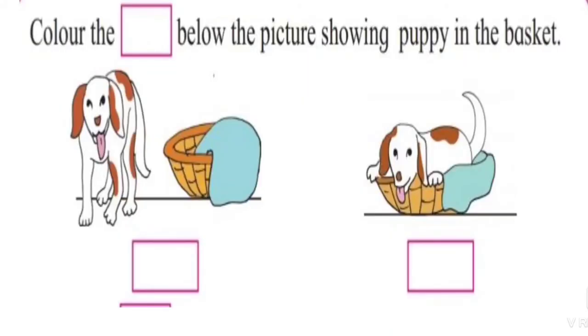You have to color the box below the picture showing the puppy in the basket. In the first picture, the puppy is out of the basket and in this picture, the puppy is in the basket. So, we will color below this picture. Understood? Very good.